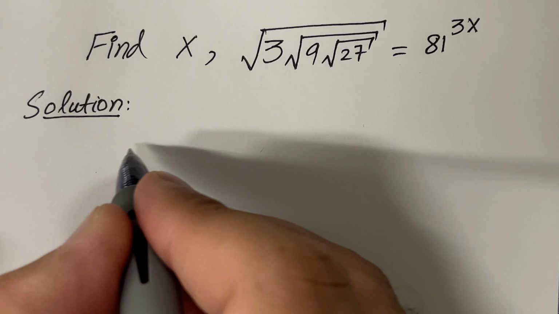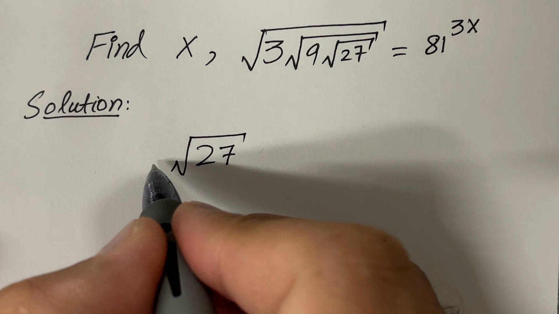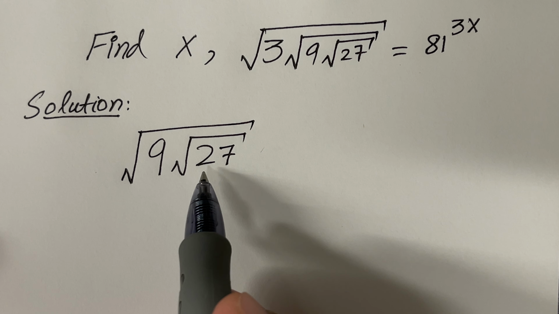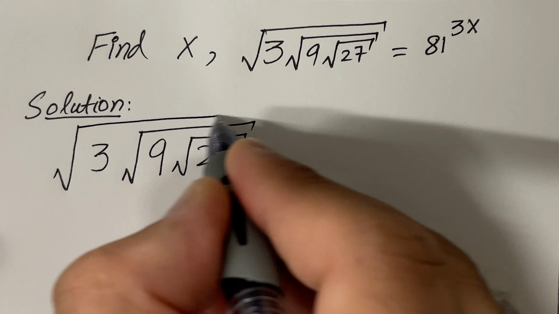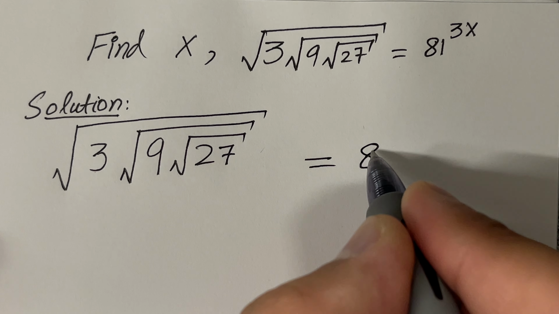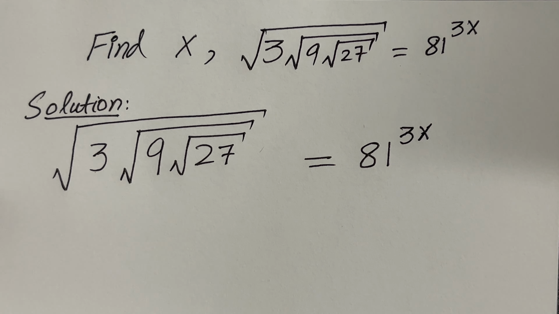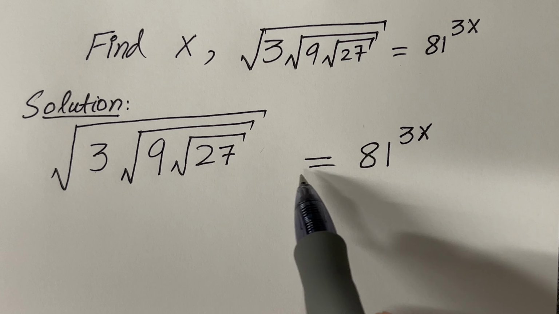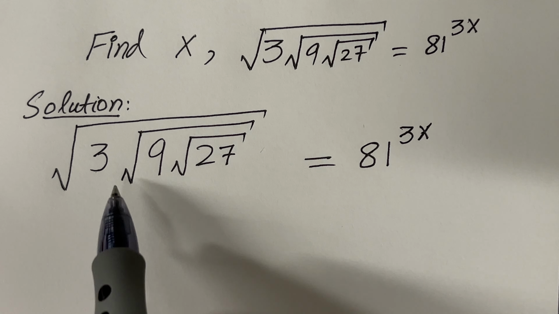The given equation is we have 27 inside the square root, then we have 9 inside the square root on both of them, then we multiply this with 3 and we have another square root on top of these, and the right hand side is 81 raised to the power 3x. Instead of finding x right now, I would like to simplify this equation as much as possible. How can we simplify?